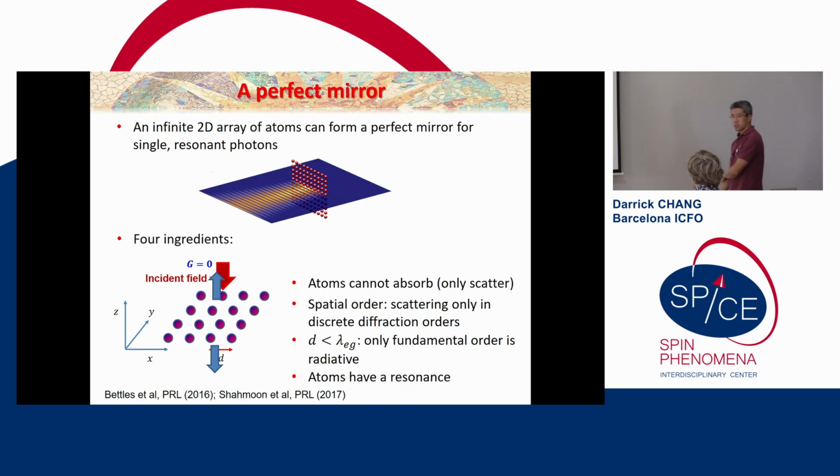And then the last ingredient is that atoms have a resonance. In other words, in the cartoonish picture that I presented before, a single atom has a cross-section of λ². So when d becomes smaller than λ, it's not really possible that you shine in light and the atoms just don't have an effect. The atoms have to have a very appreciable response to the light. And it turns out that appreciable response turns out to be 100% reflection.